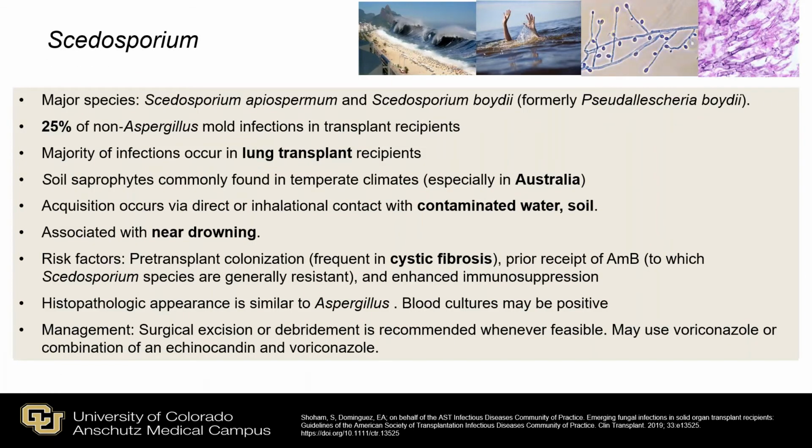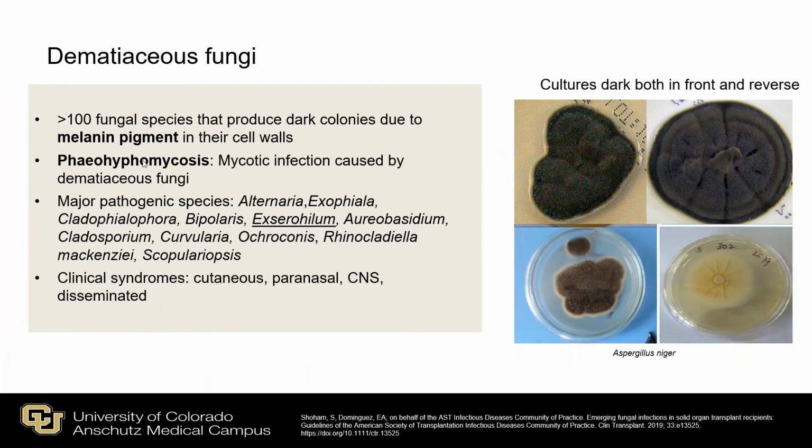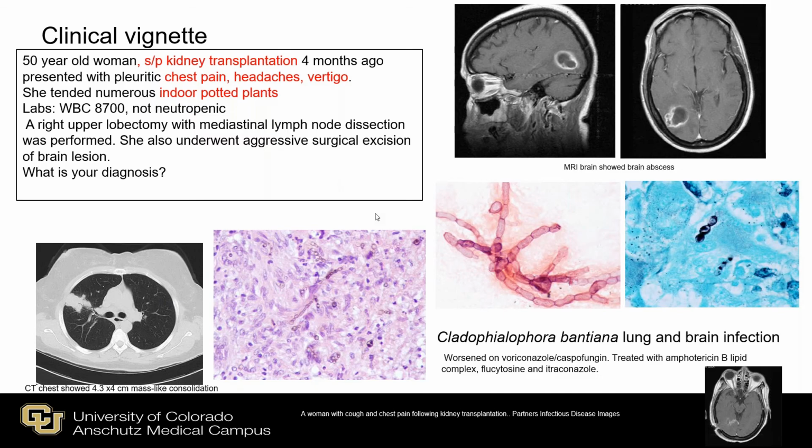I'm going to skip this in the interest of time, and we'll just let you know that there's another group of fungus called dematiaceous fungi. There are about 100 species, and they all produce melanin pigment, and therefore any disease caused by them is called phaeohyphomycosis. This is a colony of a dematiaceous fungus, which is black both in the front and the back. To contrast this, the colony of Aspergillus niger, even though it looks black on the top, if you reverse it, it's yellow. So Aspergillus is not a dematiaceous fungus, okay?